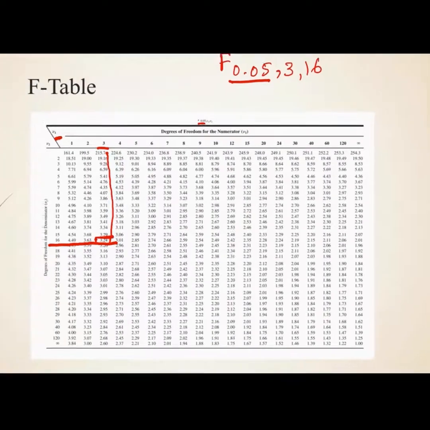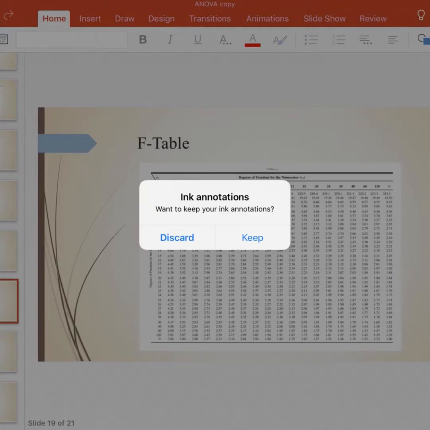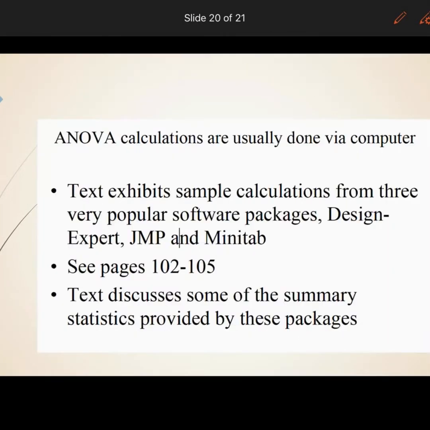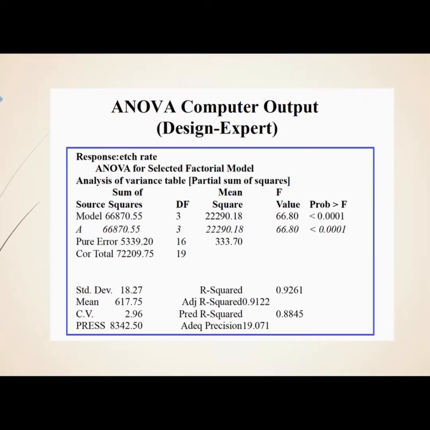Now we compare our observed F statistic value with our critical F statistic. Our F critical was 3.24, and our F observed or F calculated is 66.80. So it is way greater than our F critical value, and hence we reject H naught. We say that if H naught was true, then it is not likely that we'll see a value as extreme as this. So this is one approach.